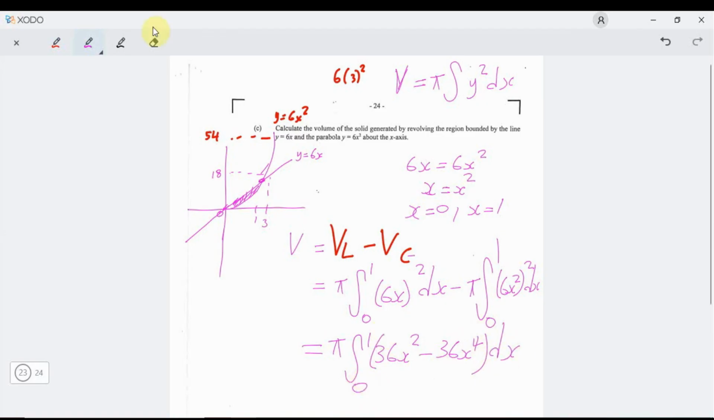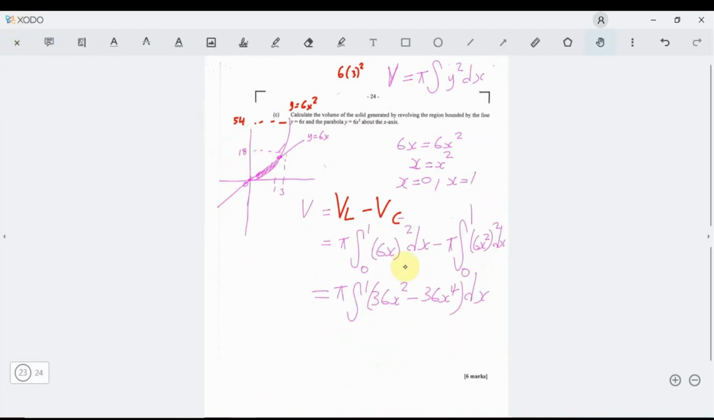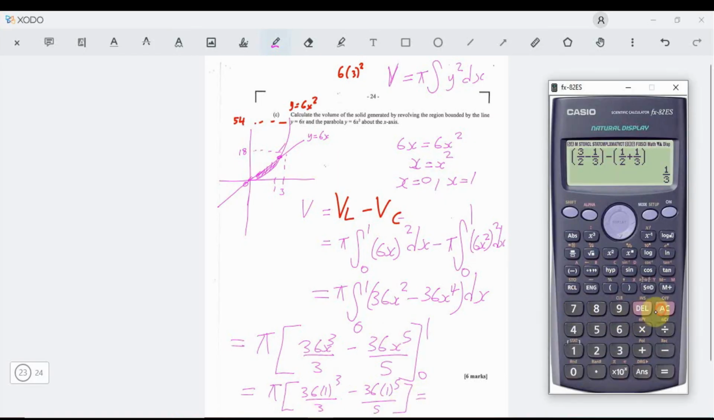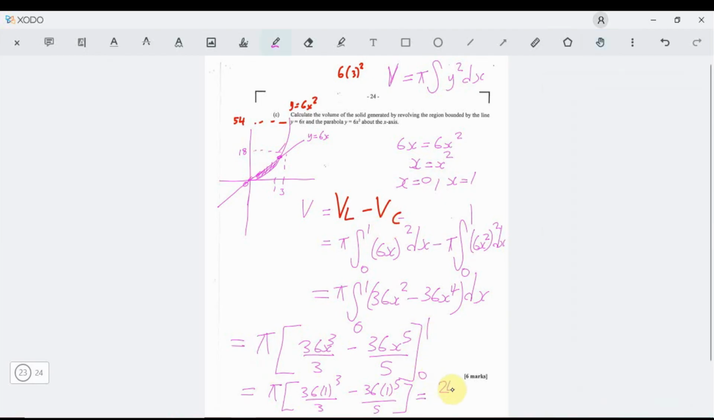I don't know why the 0 keeps disappearing. So in that case, when we integrate, we get pi times the integral: add 1 to the power, divide by the power, minus add 1 to the power, divide by the power, and we're going from 0 to 1. So that's equal to pi times, plug in the 1, we get 36 in bracket 1 cubed over 3 minus 36 in bracket 1 to the 5 over 5. Punch that in our calculator: 36 over 3 minus 36 over 5, and we get 24 over 5, and then we multiply it by pi. So that's 24 pi over 5.